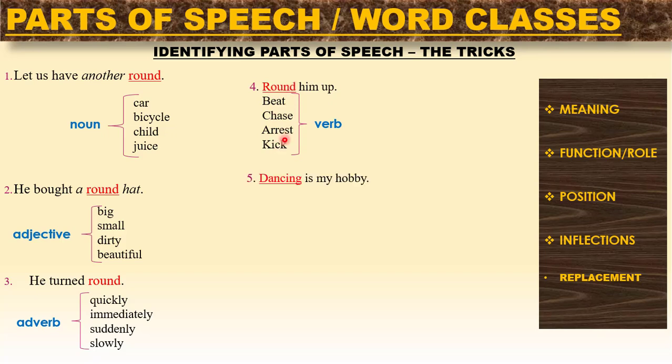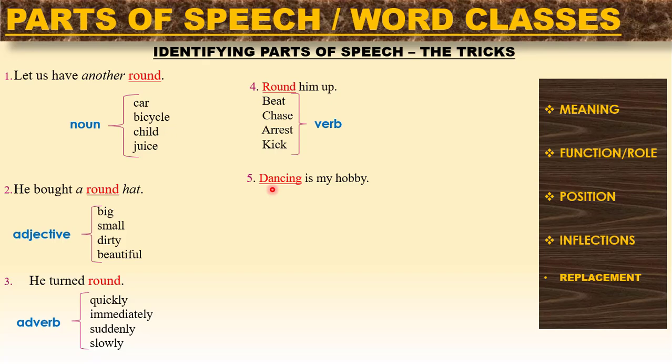Let us move on to this one. Dancing is my hobby. Most of you are aware that words that contain ing are verbs. But in this sentence, look at it critically. Is it functioning as a verb? Over here, it is not functioning as an action. Rather, it is naming an activity. Therefore, dancing here is naming a hobby. Dancing is my hobby. What is my hobby? Dancing. So here, dancing is a name of an activity, not an action that someone is performing. Meaning, dancing is not a verb here.